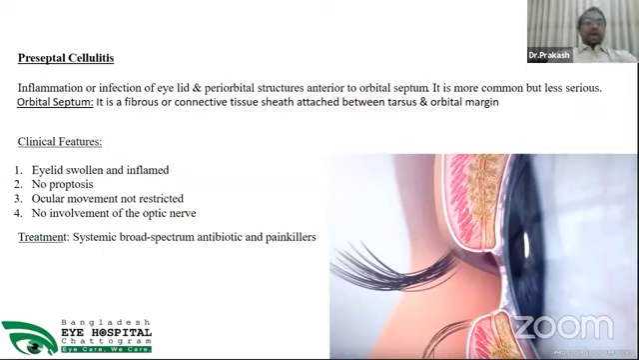As the orbit is not involved, there is no proptosis and ocular movement will not be restricted. And it is also an equally important feature of preseptal cellulitis: the optic nerves will not be involved.